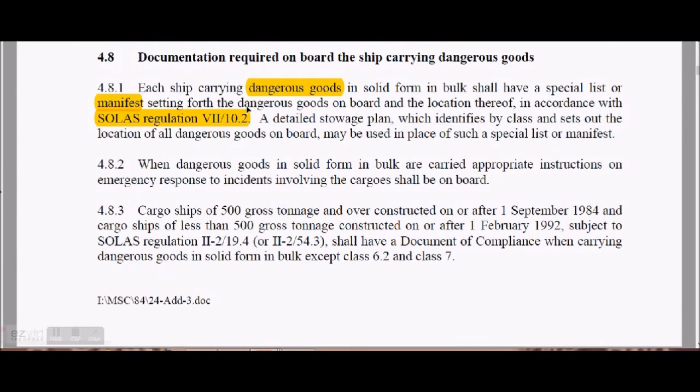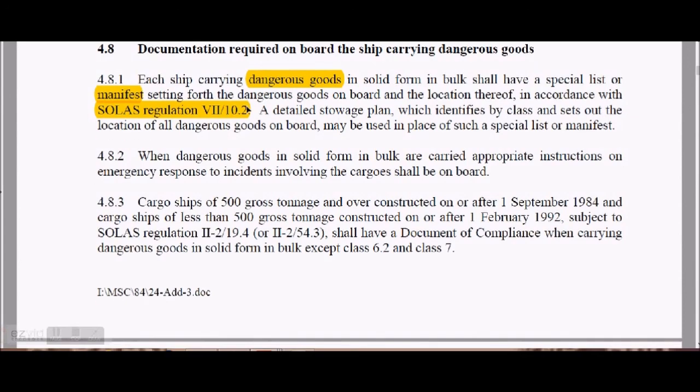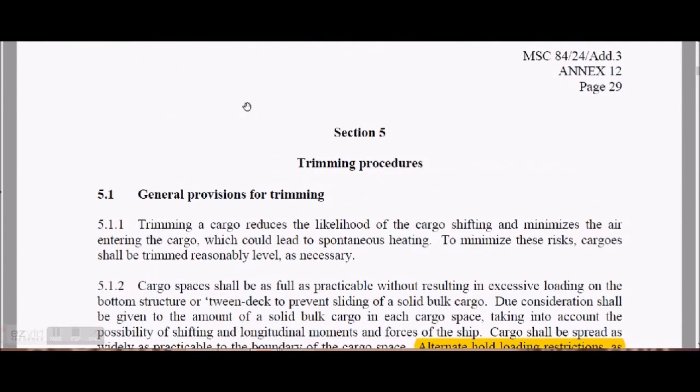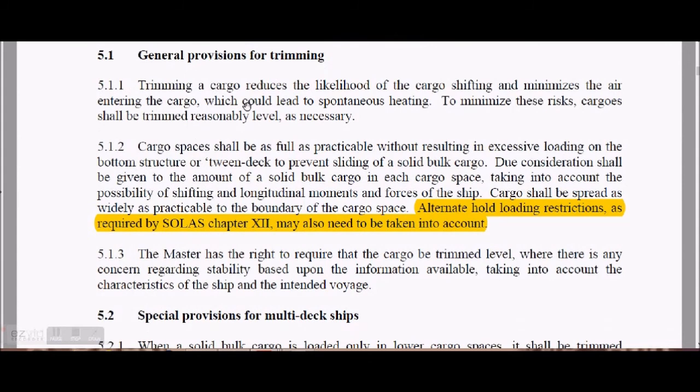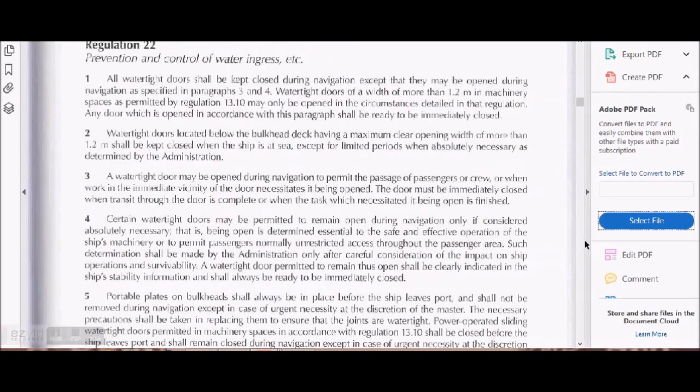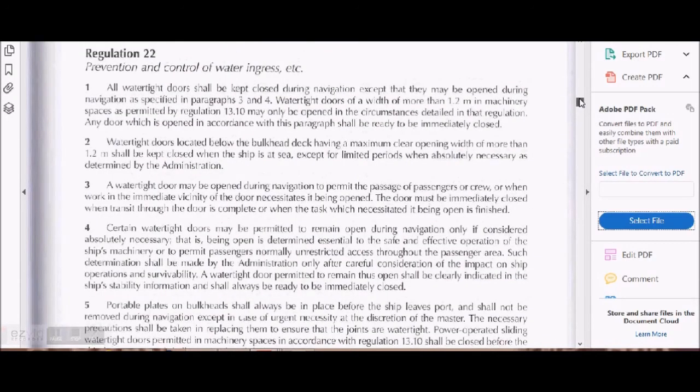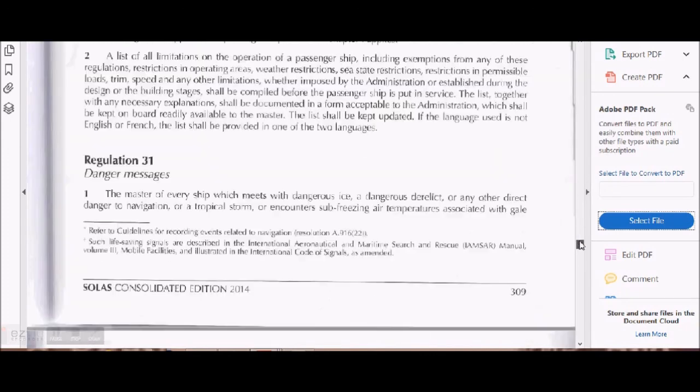Then trimming procedure. So alternate hold restriction is SOLAS chapter 12. Let me show you over here. Explain.